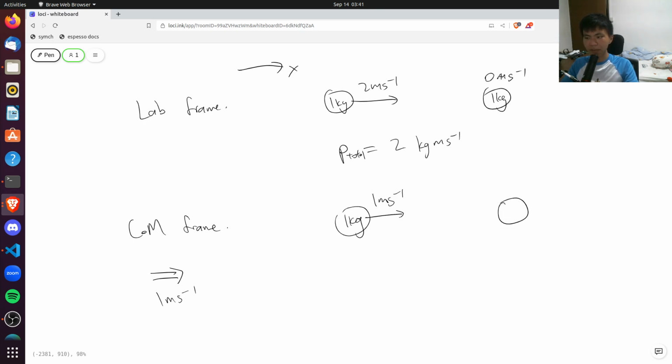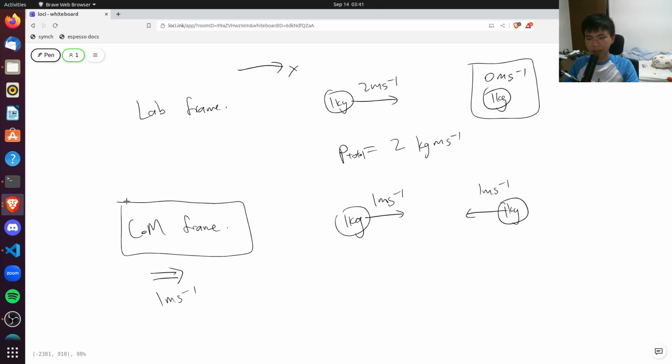And now previously this second object on the right over here is stationary, but because now you're moving to the right at 1 meter per second, you are going to see it going leftward at 1 meter per second. Right, so this 1 kg object is now moving leftward at 1 meter per second in the center of momentum frame. And what do we see over here?